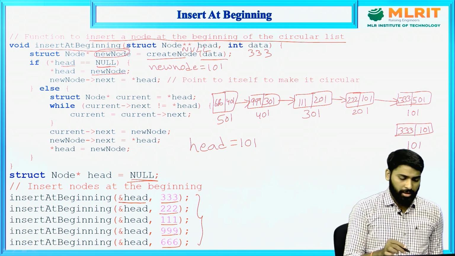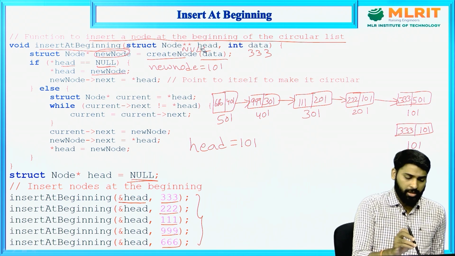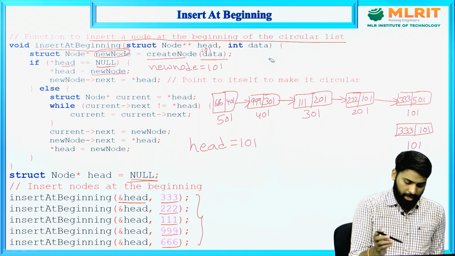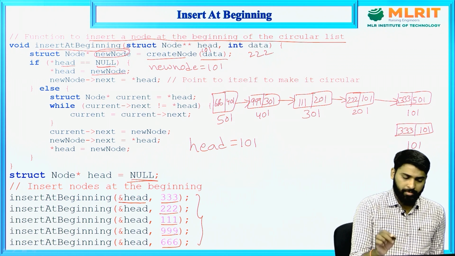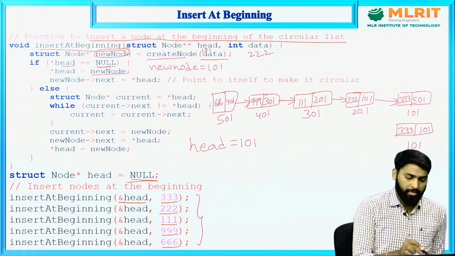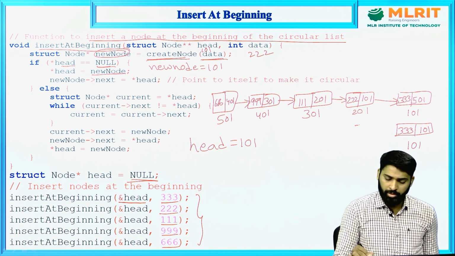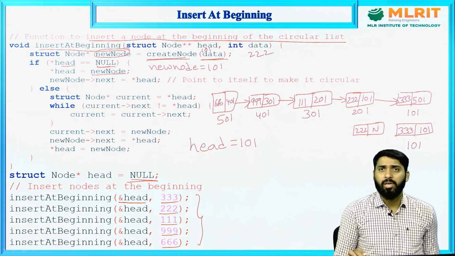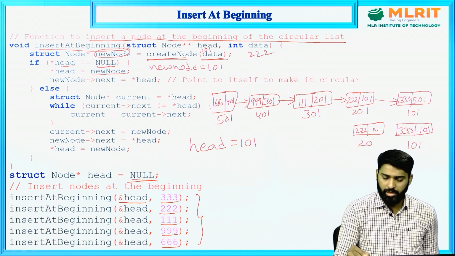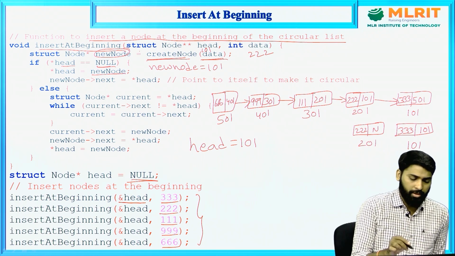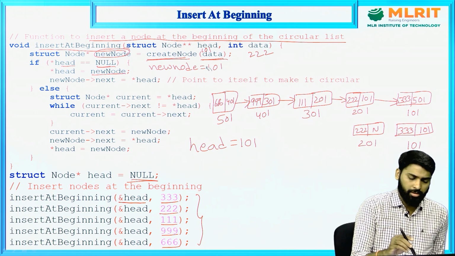Now again the same function is called. Here the head equals 101, and the data part is 222. Now again we call the new node with data 222. What is the purpose of the new node? One new node is created, and we make the next a null. Let us assume this is the address 201. Now 201 is assigned to new node.